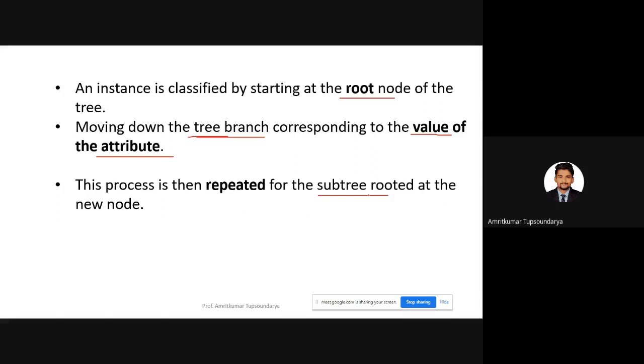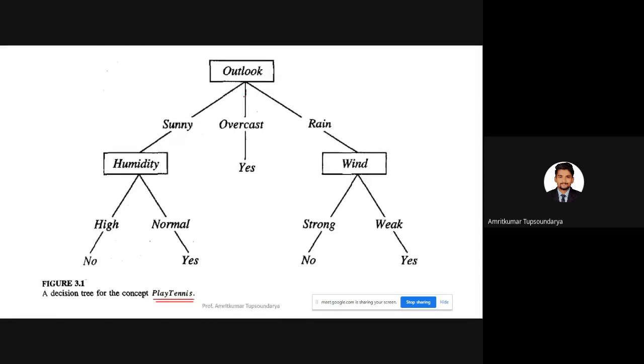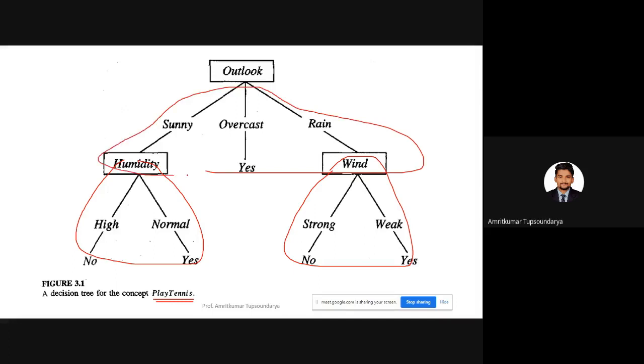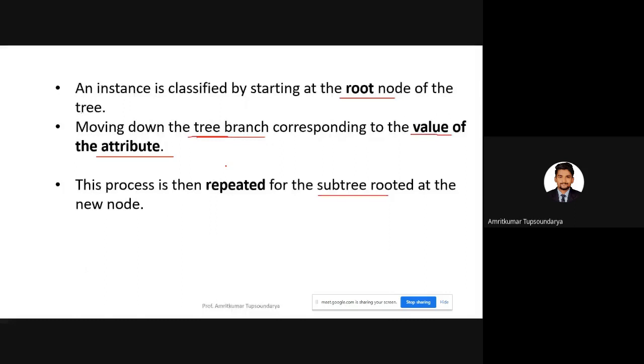Let's say in the previous example here, we have this tree, right? This itself is one tree here, and this itself is another tree here, and this itself is another tree here. So it's a set of subtrees, right? This process is repeated for the subtrees rooted at the new node. The new node can be, at first, the root node itself, and as and when we proceed, it will be the branches and the subtrees inside that main tree.